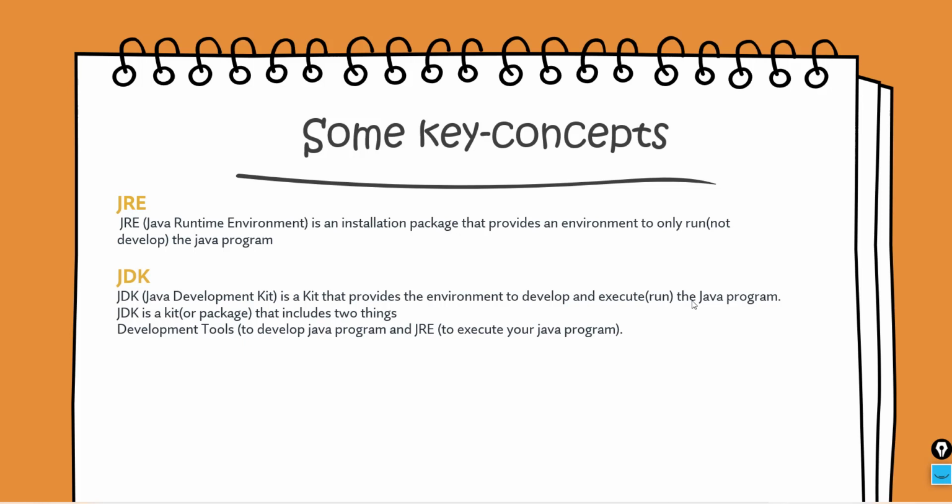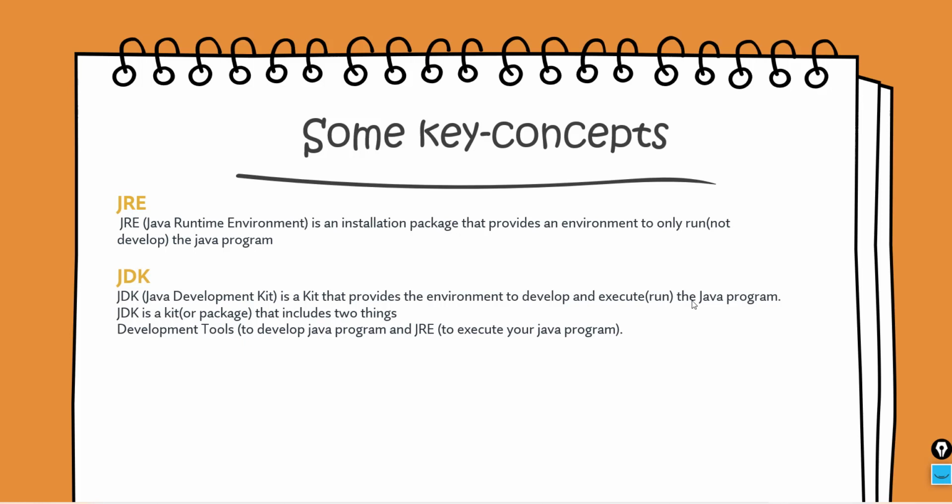One is JRE. JRE stands for Java Runtime Environment. This is a software package that provides the environment to run a Java program. So to run a Java program, we need JRE. JRE is just to execute a Java program, not for development. Clear? The next thing is JDK.